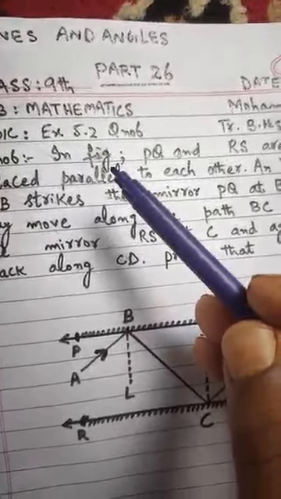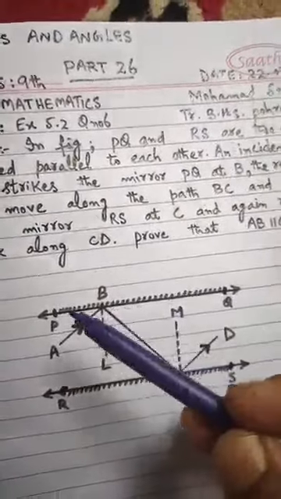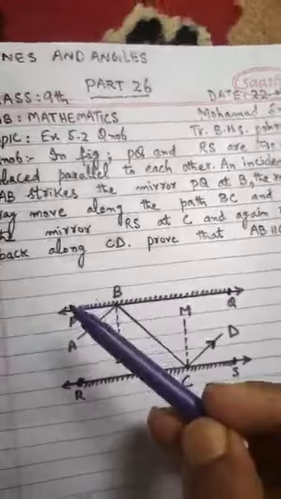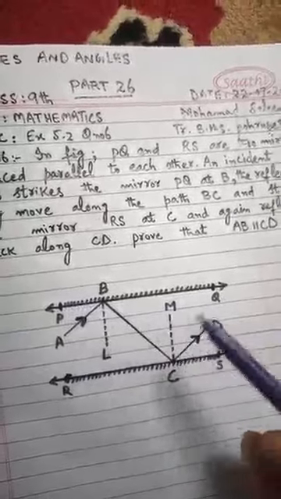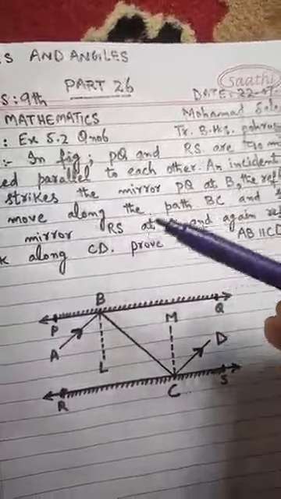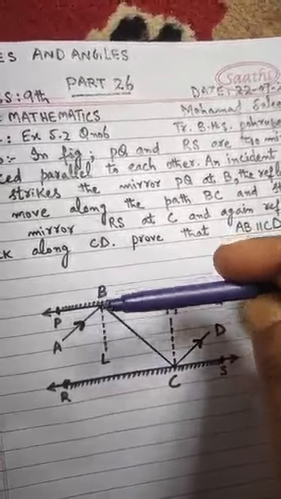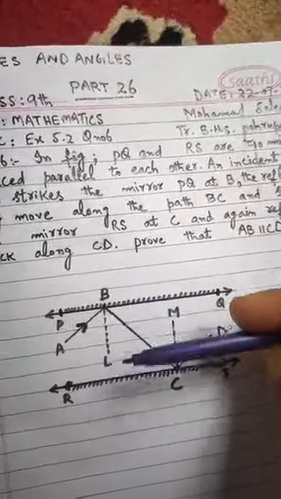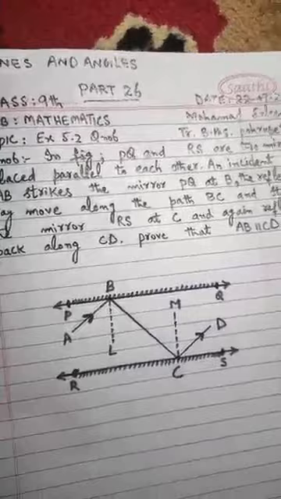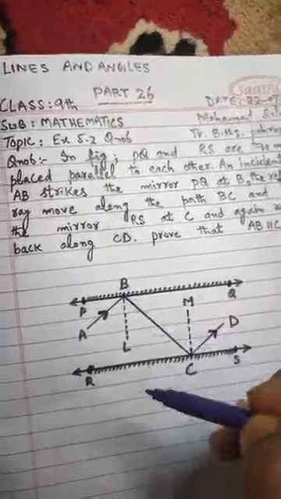In figure, this is the figure. PQ and RS are two mirrors placed parallel to each other. How have these mirrors been placed? They have been placed parallel to each other. That means the same distance has been kept between these two mirrors, and they are facing each other.